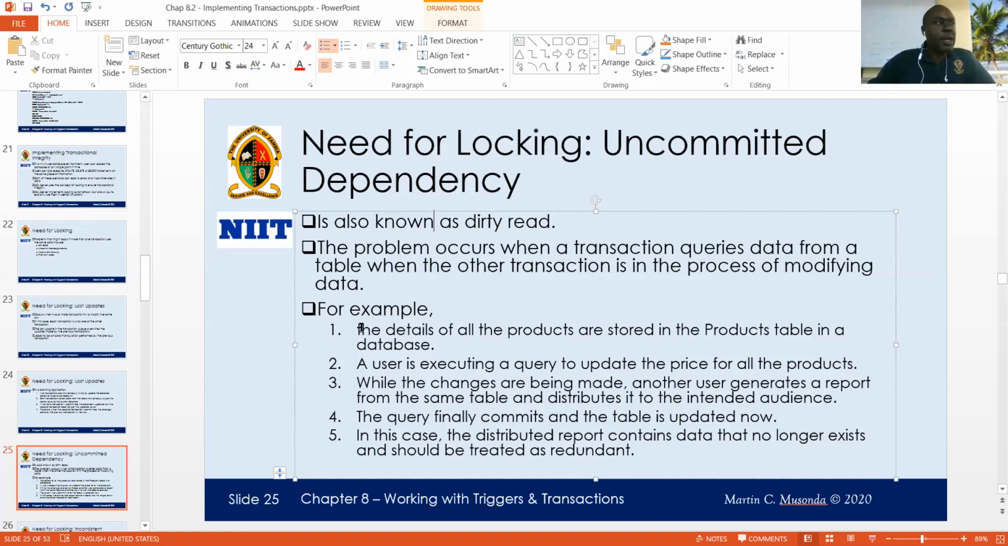I'm sure you may have encountered a situation where you go to Lusaka Water and Storage, you make payment for the water. When you get home in the evening, you find that all those people from Lusaka Water and Storage came and disconnected the water. But I've already paid. That is because maybe the report was being generated before the transaction, which was for the payment, was committed. So there was that inconsistency in the data.